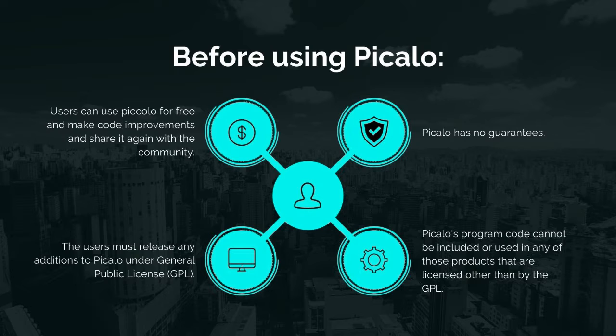First, users can use Picalo for free and make code improvements and share them again with the community. Second, Picalo has no guarantees. There are no guarantees about anything that is done within Picalo. It is possible that this software can eat up user data or even damage the hard drive. All risks are your personal responsibility. Third, users must release any additions to Picalo under the General Public License, or GPL. And lastly, Picalo's program code cannot be included or used in any products that are licensed other than by the GPL.